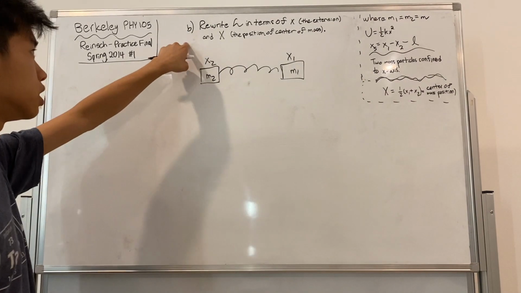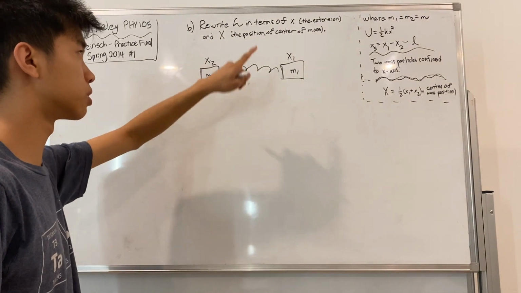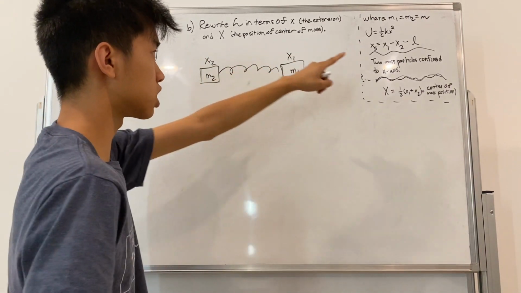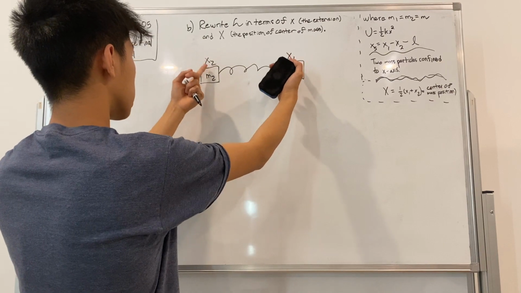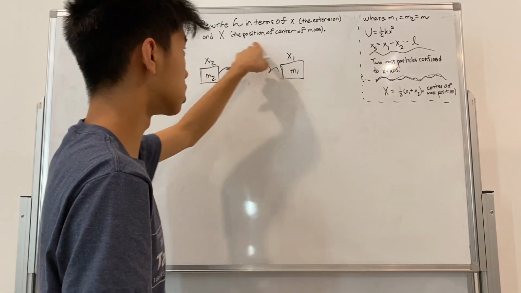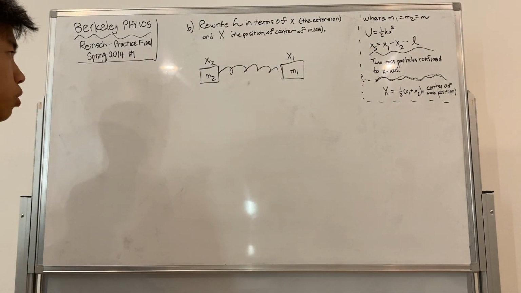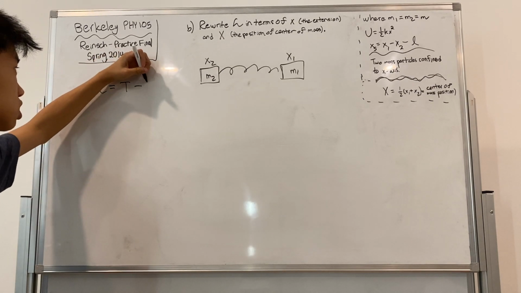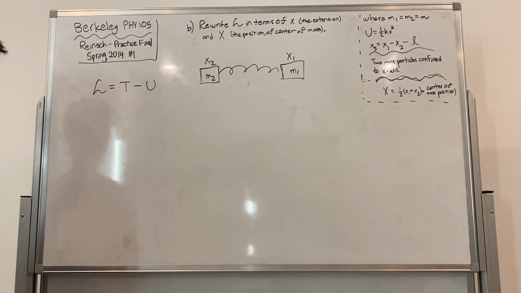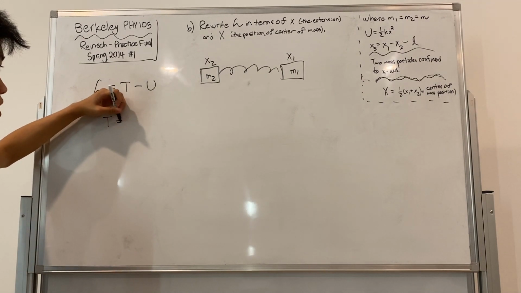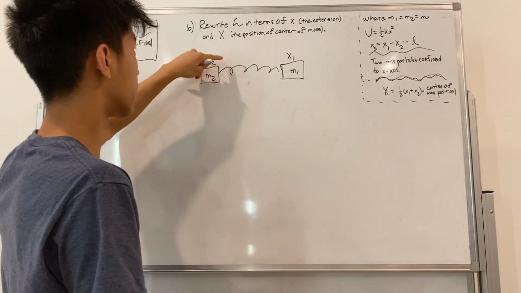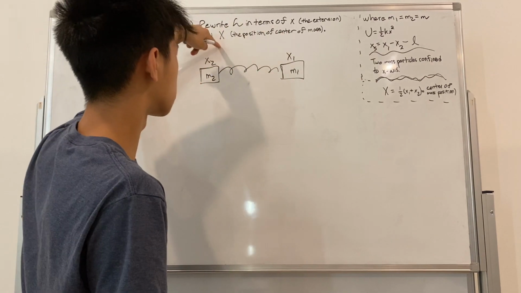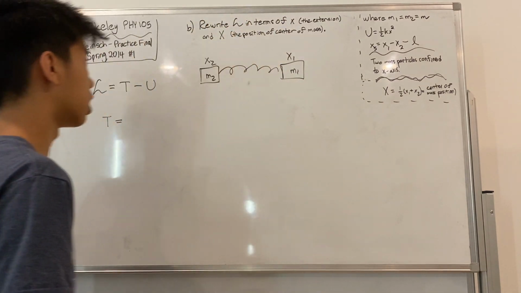Okay. So now we're at part B, which was to rewrite the Lagrangian in terms of x, the relative distance between x1 and x2, not the extension distance, but the distance between x1 and x2, and big X, which is the position of the center of mass. So we could begin by writing the Lagrangian formula, which is just T minus U. So we know that the total kinetic energy of the system is equal to the combined kinetic energy with respect to big X and with respect to small x.